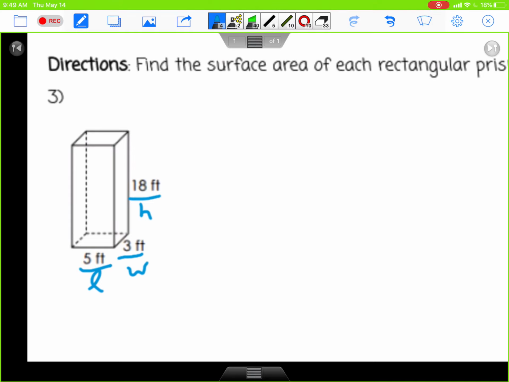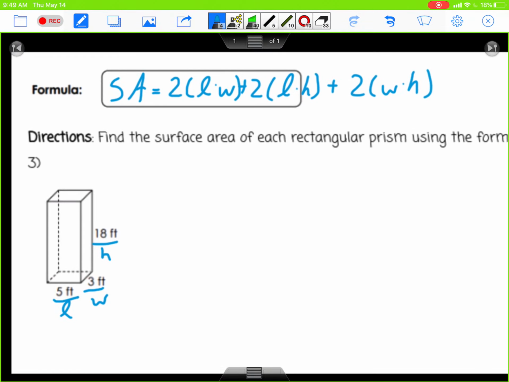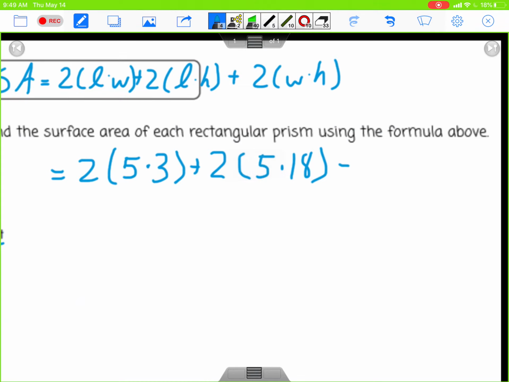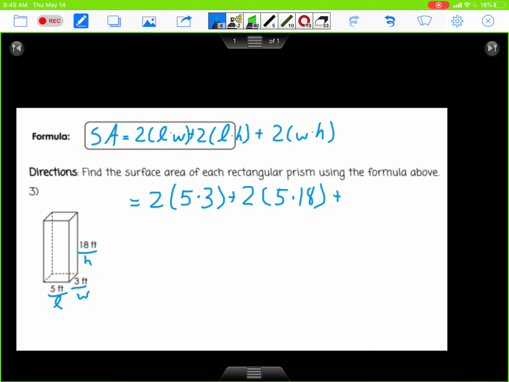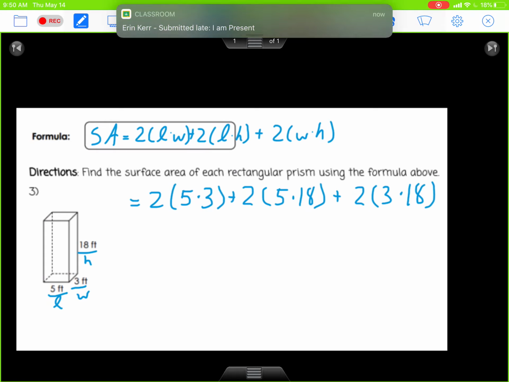It gives you your 3 numbers, and all you simply have to do is plug them in. So look at my formula there. It's going to equal 2 times length. What is my length? It's 5 times, what's my width? 3. Plus 2 times, what's my length? 5. Times my height, which is 18. And then plus 2 times width, which is 3, times height, which is 18.